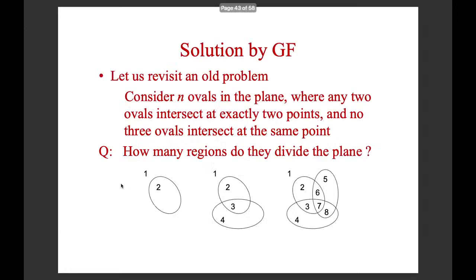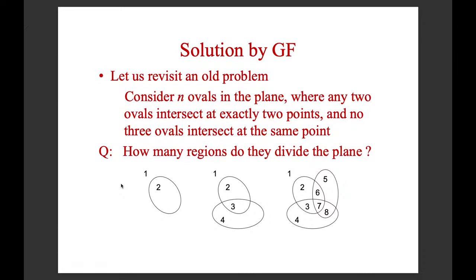So let us first revisit the two problems that we have studied before when we were using the characteristic equation method. This problem is: suppose that we have n ovals in the plane, and we assume that any two ovals will intersect at exactly 2 points and no three ovals intersect at the same point. How many regions do they divide the plane into?